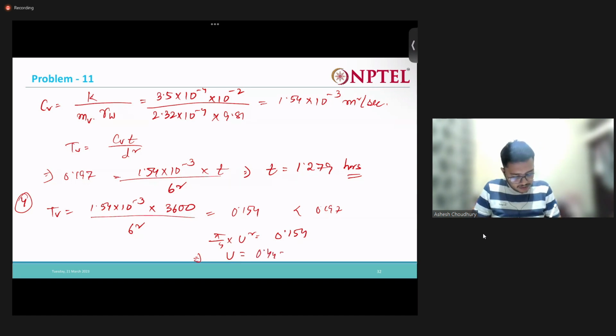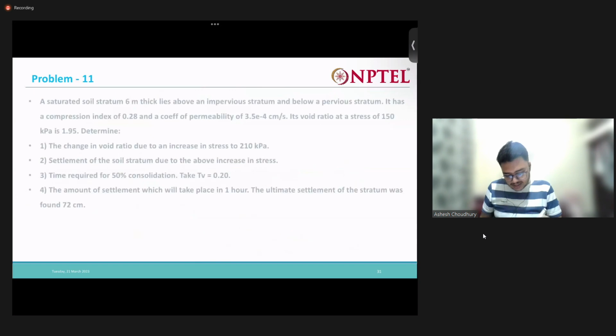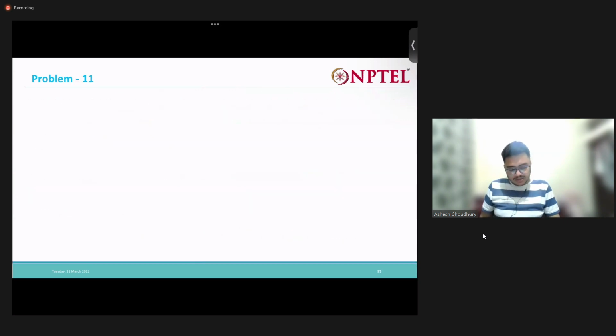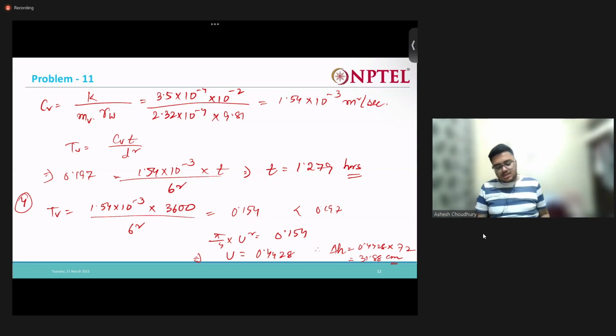Zero point 0.4428 means 44% settlement will occur in 1 year, right? So what will be the settlement occurring in 1 year? It is 0.4428 times the ultimate settlement given in the question, which is 72 centimeters, so 0.4428 times 72 is 31.88 centimeters. This is the settlement the soil will undergo in 1 year.